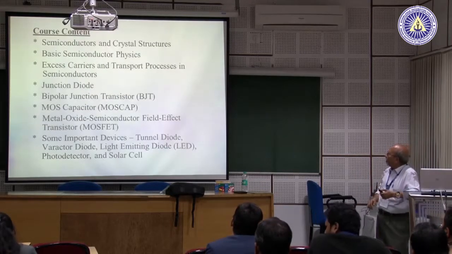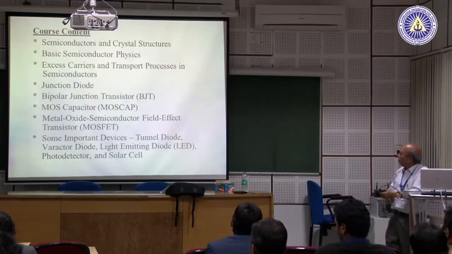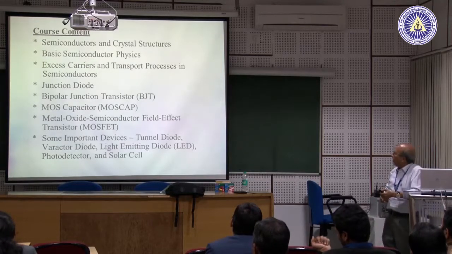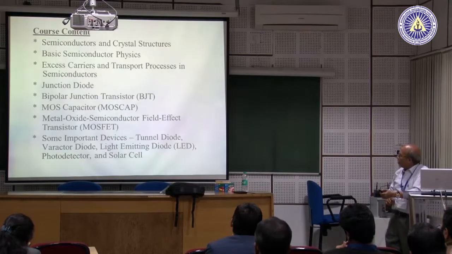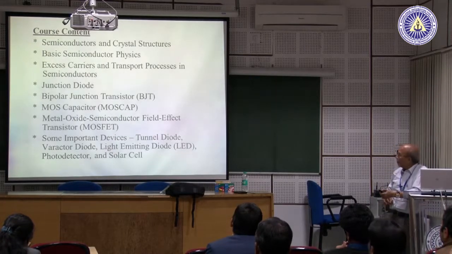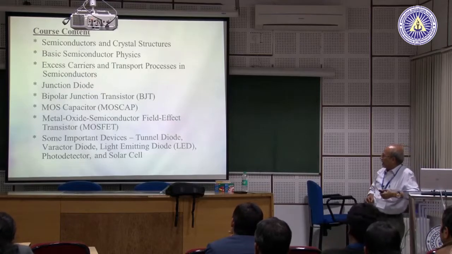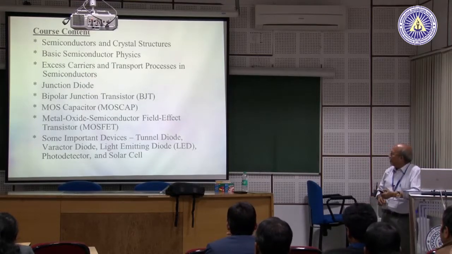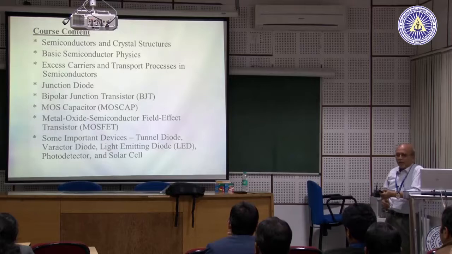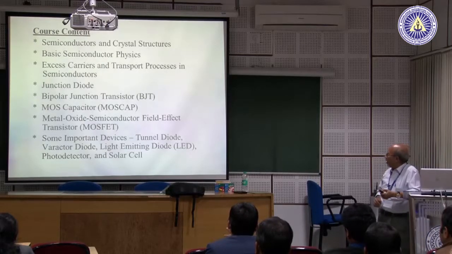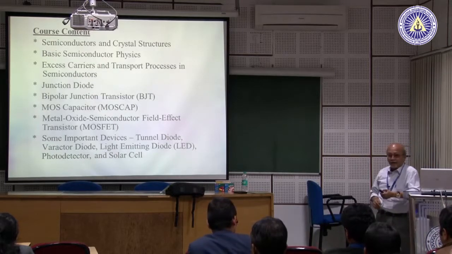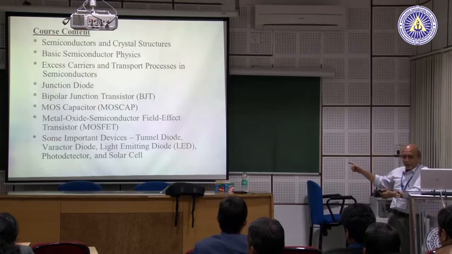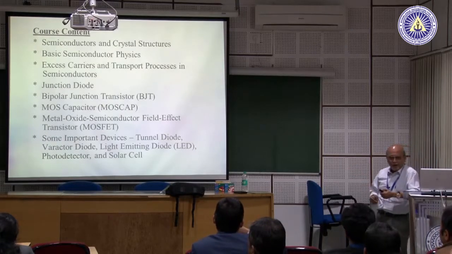The course content starts with semiconductor definition and crystal structure, then basic physics, then excess carriers and transport processes, drift, diffusion, etc. Then we go to the junction diode, followed by the bipolar junction transistor, BJT, then the MOS capacitor, then MOSFET, metal oxide semiconductor field effect transistor, and then give examples of some important devices like tunnel diode, varactor diode, light emitting diode, photodetector, and the last one, not the least, solar cell, which is a very, very hot area.